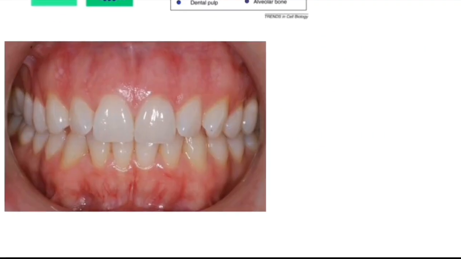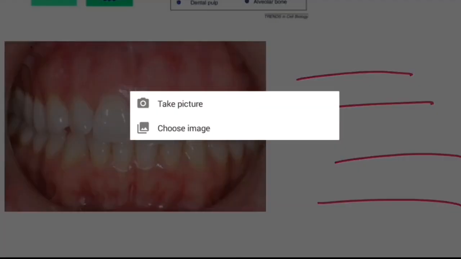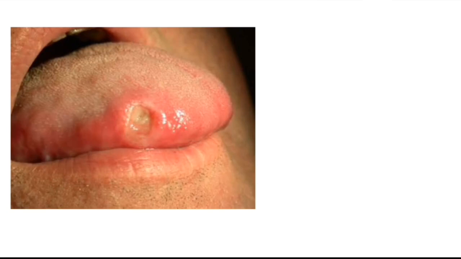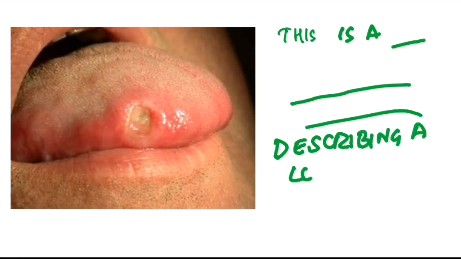This is a clinical picture showing us the extraoral view in which we can see the upper and lower teeth in occlusion as well as the healthy gingiva. This is a clinical picture showing us the extraoral view in which we can see the tongue and there is a lesion present on the lateral border of it. Now this is where the things get interesting. When you look at a lesion, you have to describe what this lesion looks like.